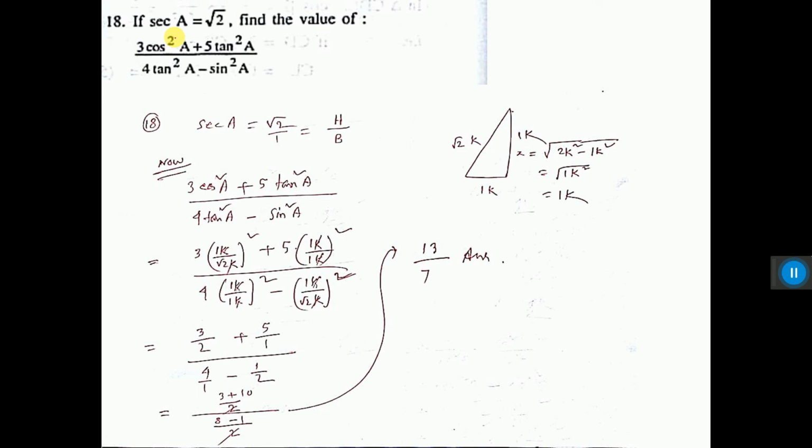Here sec A equals root over 2, that means root over 2 by 1. Now sec means hypotenuse by base, so hypotenuse you consider root 2k and base you consider 1k. Then apply Pythagoras theorem, this square minus this square, root of it will be perpendicular, so it is coming 1k. So cos means base by hypotenuse, tan means perpendicular by base, sine means perpendicular by hypotenuse. So from here you take the values and put, k cancels, so the remaining ones you do the calculation and get the answer.